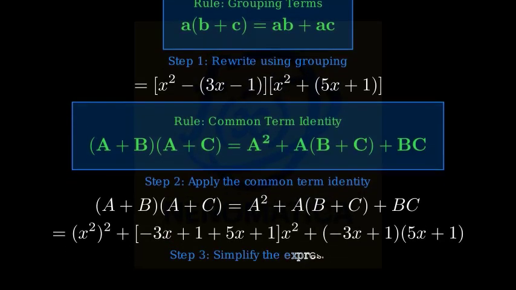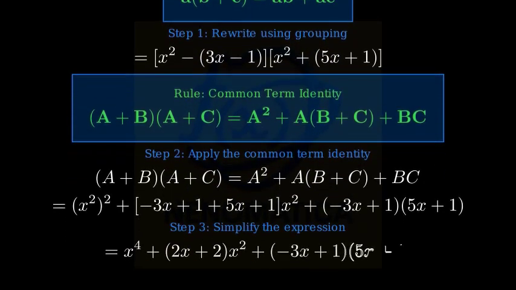Now, let's simplify the expression. First, x squared squared becomes x to the fourth power. Next, we combine like terms inside the brackets. Negative 3x plus 5x equals 2x, and 1 plus 1 equals 2. So the middle term becomes 2x plus 2 times x squared. And we leave the last term as negative 3x plus 1 times 5x plus 1 for now.